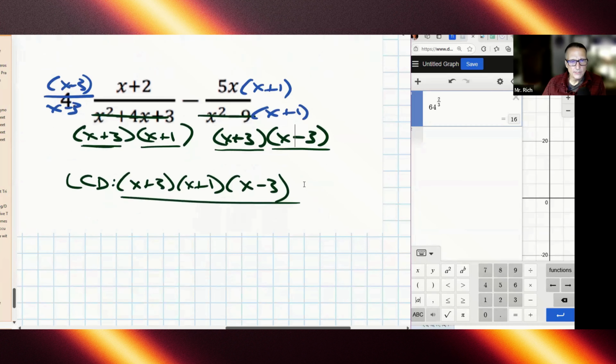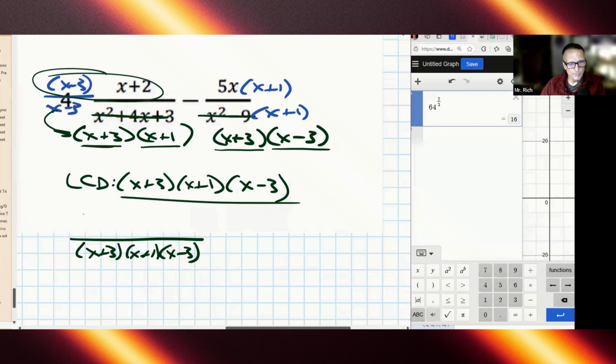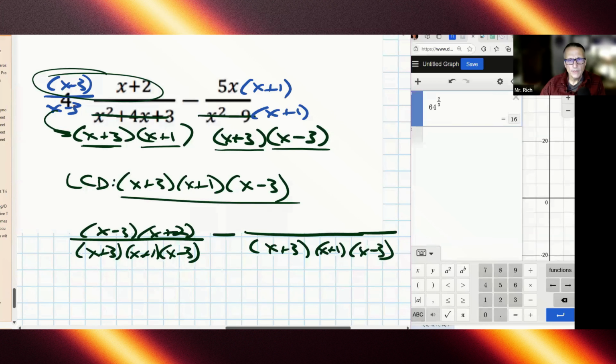All right, let's write this down here. The next step is going to be writing this first fraction with the least common denominator, because I multiplied the bottom by x minus 3, so I get to throw the x minus 3 in with the other two. But then these two have to be multiplied. So now I have x minus 3 times x plus 2. Then there's a minus sign, and then there's another fraction that also needs to have that same denominator. This will be 5x times x plus 1.